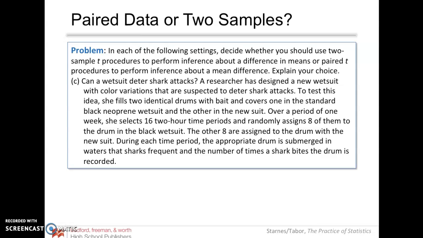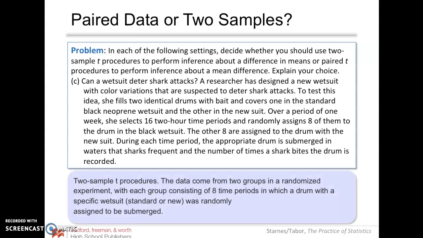During each time period, the appropriate drum is submerged in waters that sharks frequent, and the number of times a shark bites the drum is recorded. 2 sample t procedures on this one. The data come from 2 groups in a randomized experiment, with each group consisting of 8 time periods. So that was a little tricky for us because we had the same sample size in both, in which a drum with a specific wetsuit, standard or new, was randomly assigned to be submerged. They came from 2 different groups, so that was our hint.